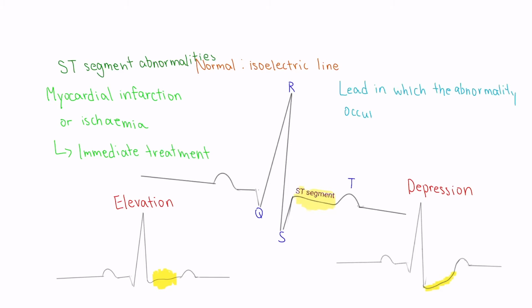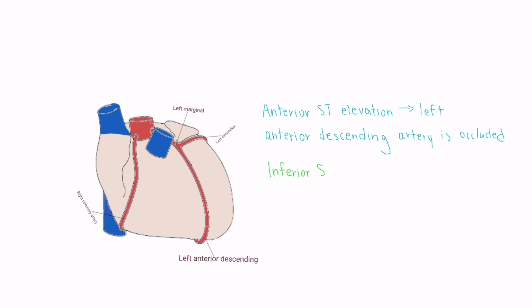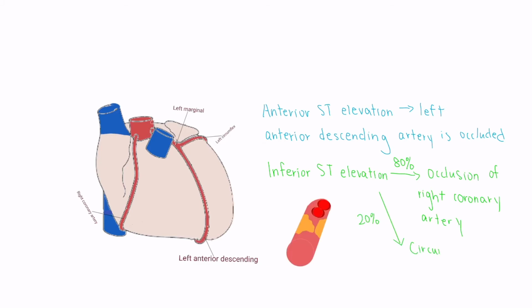The lead in which the abnormality occurs can help clinicians work out in which artery the infarction is occurring. For example, anterior ST elevation signifies that the left anterior descending artery is occluded. In contrast, inferior ST elevation is a little bit harder to interpret, because in 80% of cases this signifies occlusion of the right coronary artery, but in 20% of cases this means that it is the circumflex artery that is occluded.